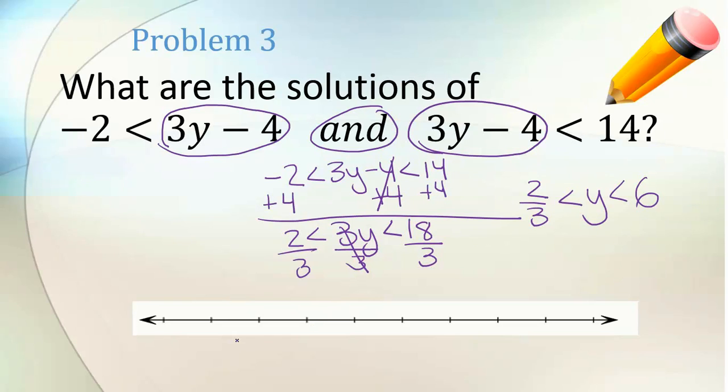So now, let's graph our line. I have 2/3 here and 6 over there. Looks like I have both open dots. Now, if I rewrite that, y is greater than 2/3, so greater than goes this way. Less than 6 goes that way. So they're bouncing in the middle. Whew. Perfect. No worries there.